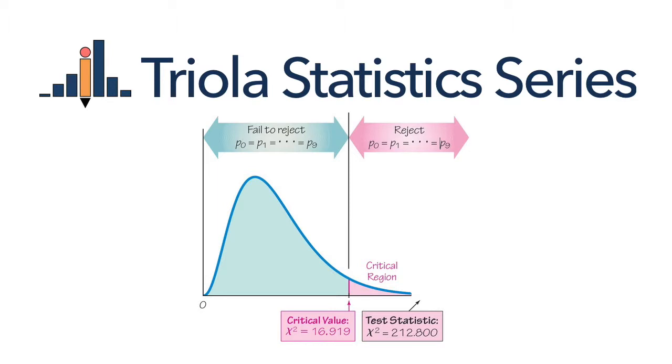Because the test statistic falls in the critical region, there is sufficient evidence to reject the null hypothesis. In other words, there is sufficient evidence to support the claim that the last digits do not occur with the same relative frequency.